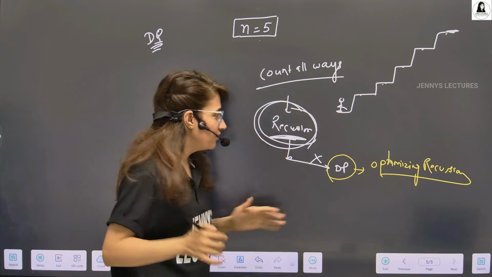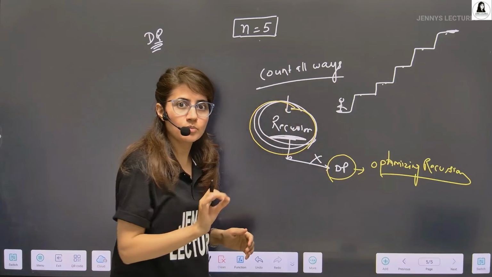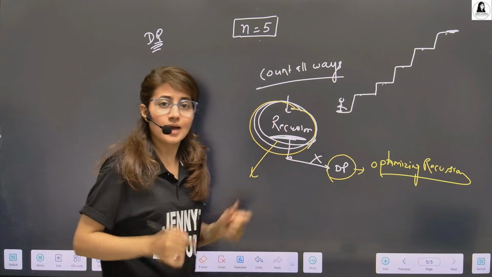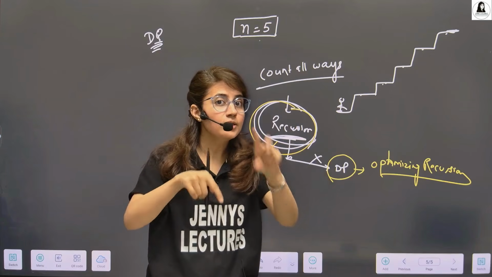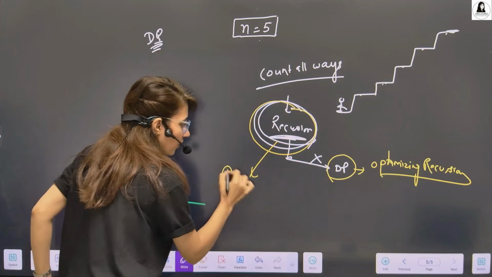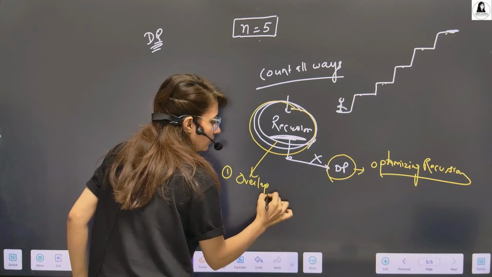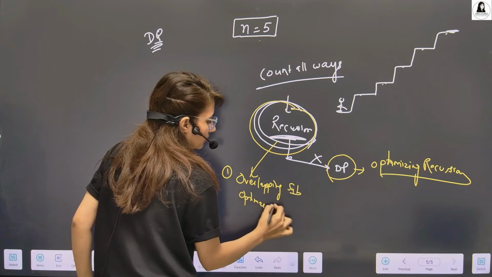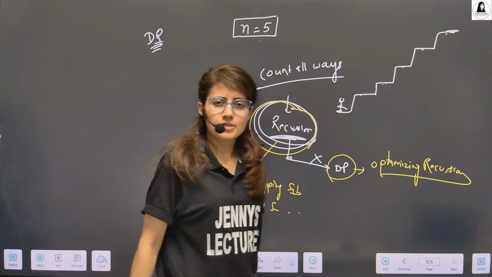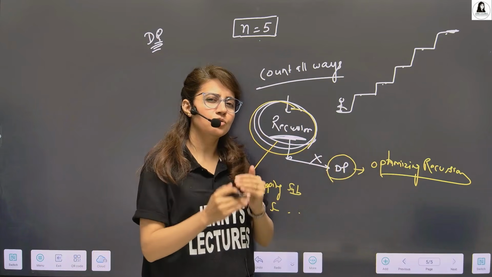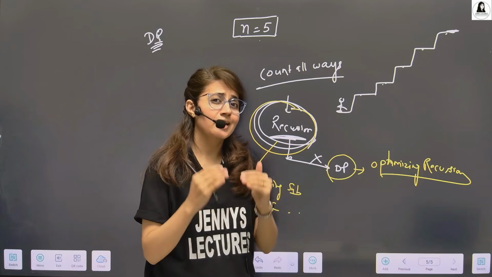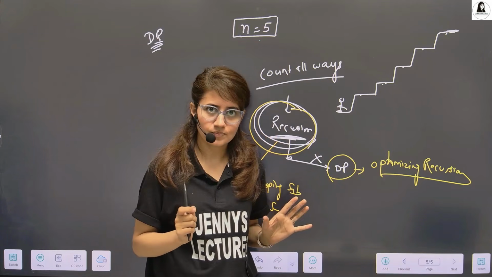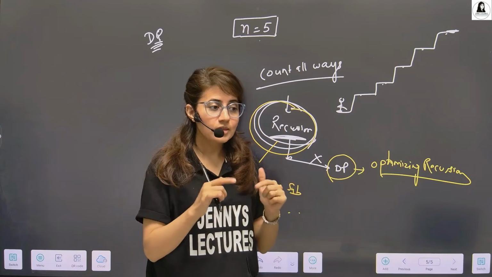But it doesn't mean that every time you use recursion to solve a problem, you can enhance it. The problem must use recursion and satisfy both properties of DP. First is overlapping subproblems. Second is optimal substructure. It means there are subproblems and you are solving those subproblems again and again. Yeah, then you can use DP here. That's a sign.